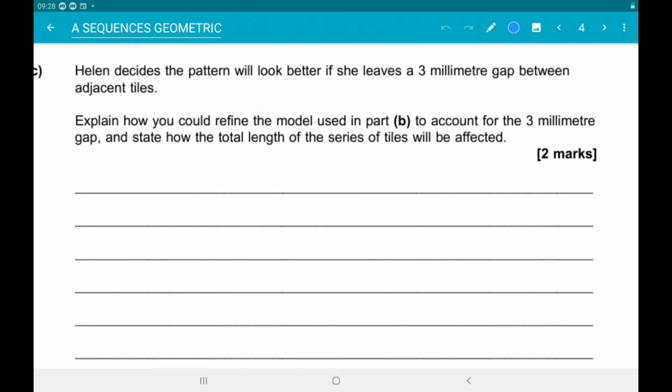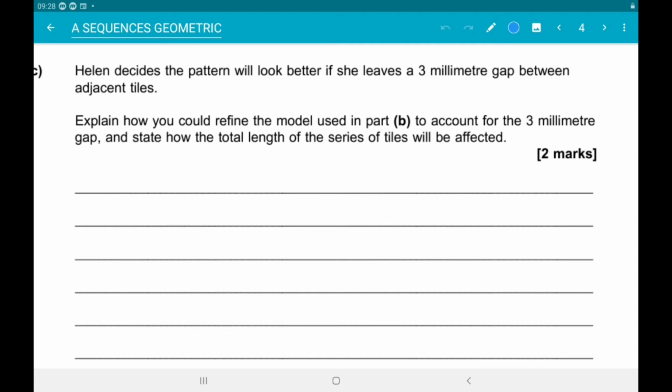And for part C, Ellen decides it will look better if she leaves a 3mm gap between the tiles. We want to explain how we could refine our model used in part B to account for the 3mm gap and state how this will affect the total length of the series of tiles.